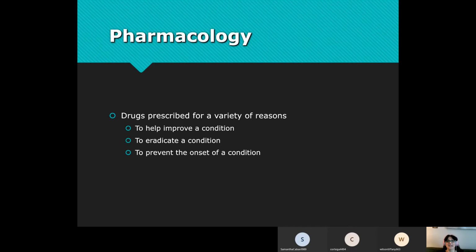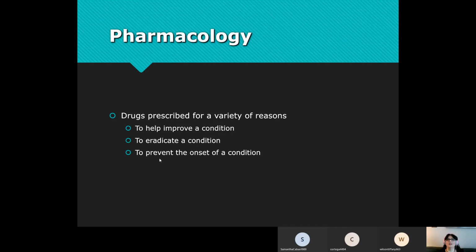Okay? Now, why do we give a drug? We give a drug for multiple reasons. To improve a condition. So if you have an infection, say pneumonia or bronchitis, we give that antibiotic to improve it and make it better. We give a drug to eradicate a condition. Polio. We don't have polio anymore because the polio vaccine was sent worldwide and they were able to completely get rid of polio. And then we also give medications to prevent.